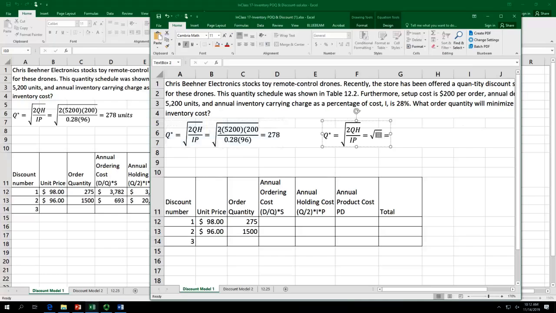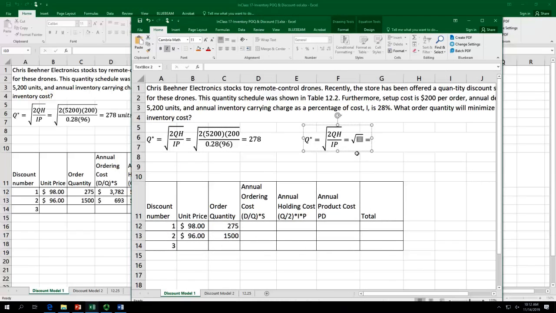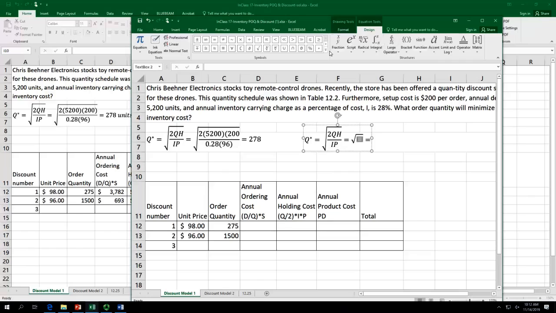And the next one we want to calculate is 2 times 5200 times 200, and divided by 0.28 times 98. So this one we got is 275.